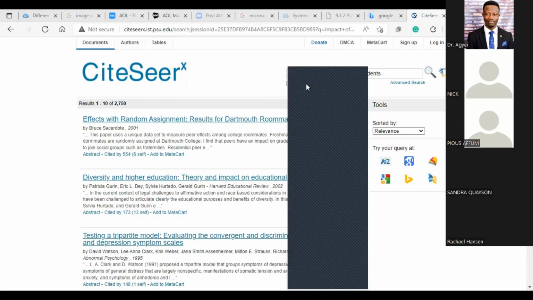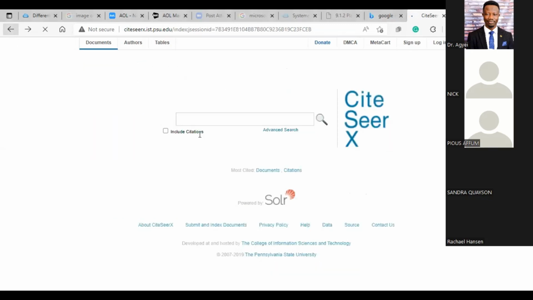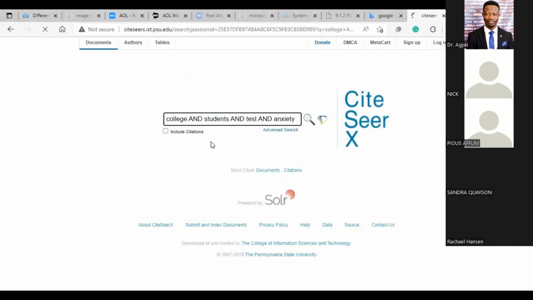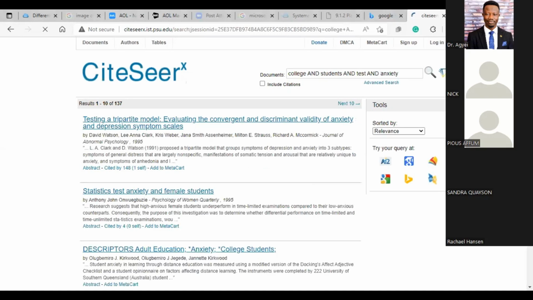College and students and test and anxiety. Let's compare the two and see how best our search can be easier. So if I click, you see that testing tripartite mode evaluating convergence discriminator of anxiety and depression among scale. Statistics talking about anxiety and female students. Descriptive adult anxiety college student.